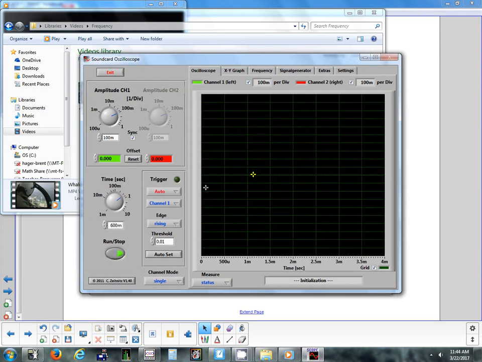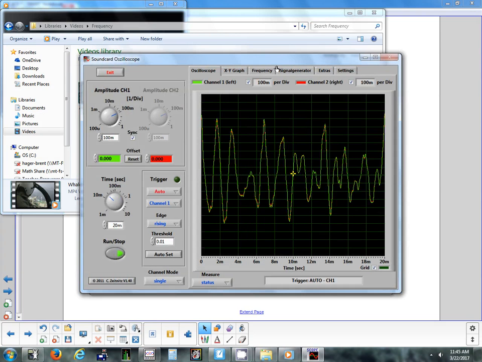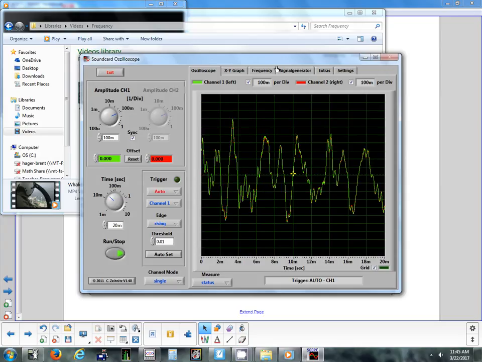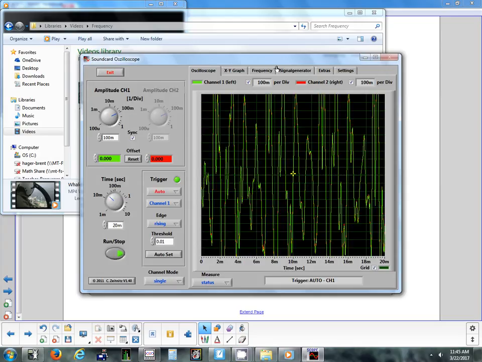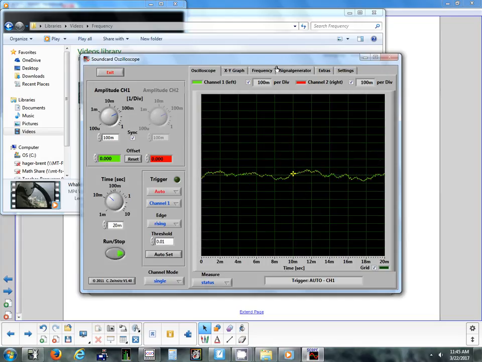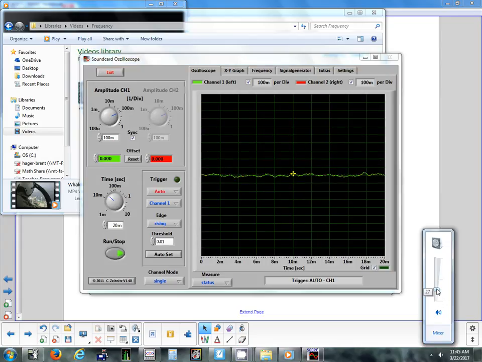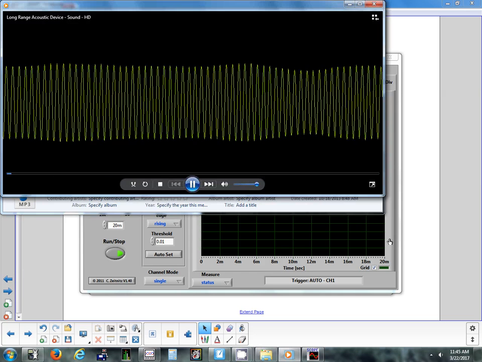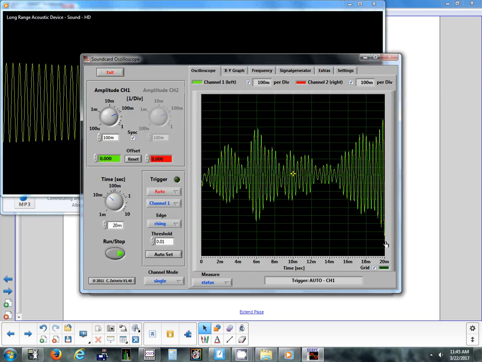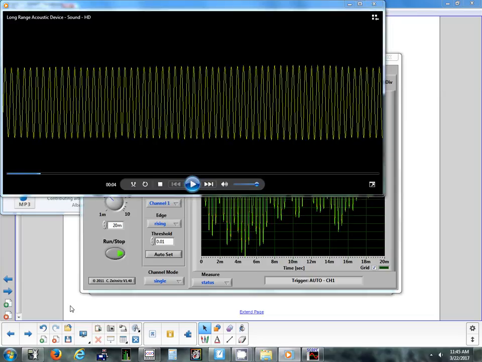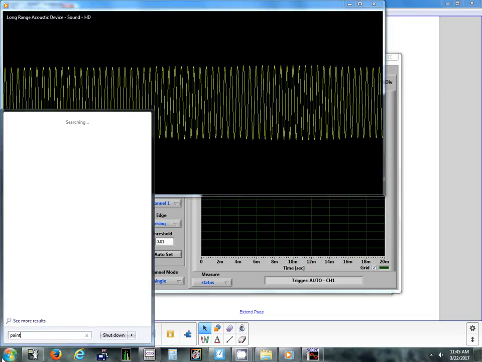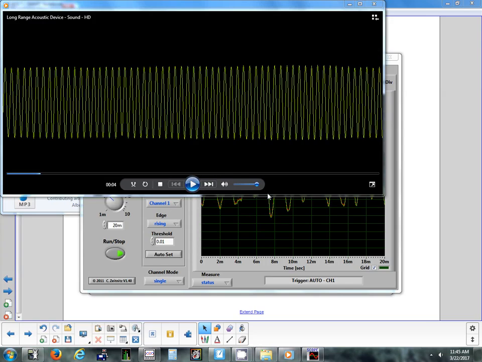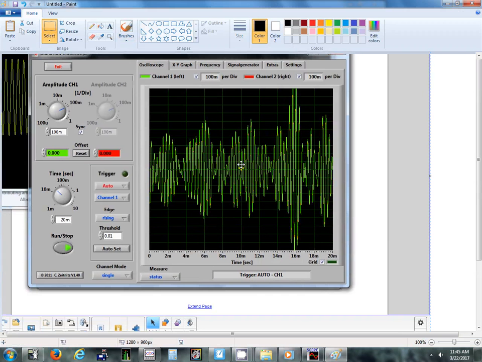So I have it recorded. This is an oscilloscope. Right now it's actually picking up my voice on the microphone. But if I turn the LRAD up loud enough, it'll pick up the LRAD frequency. All right, so let me turn it up a little bit. Well, maybe not that loud. Just loud enough so we can get the frequency. Okay, and let me show you a picture of what I just got. So that was the picture of the LRAD.